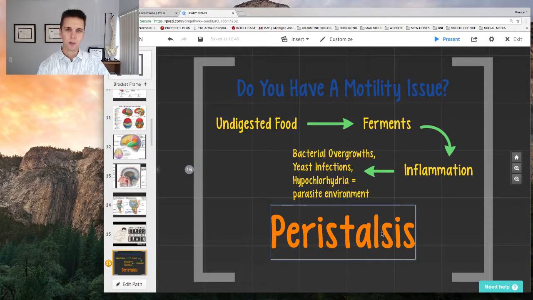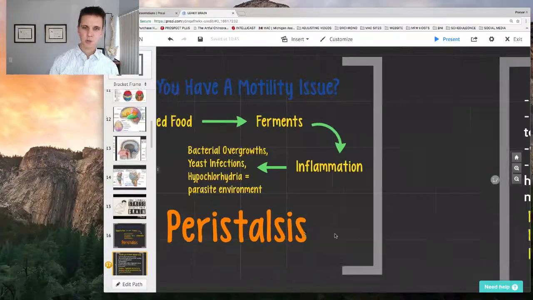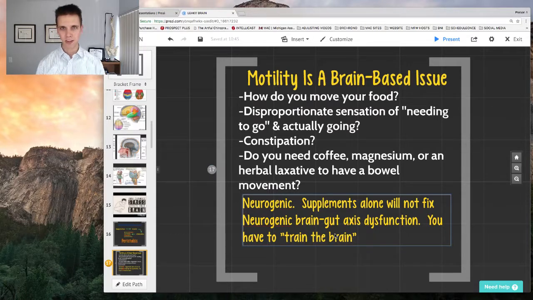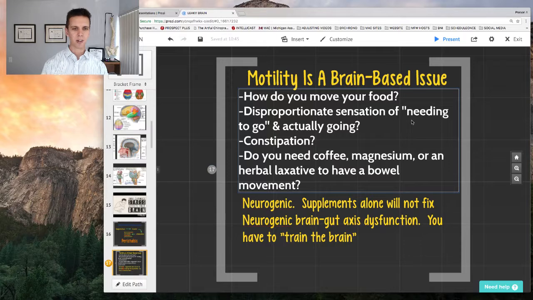Okay, so this fancy word here is peristalsis, and that relates to the flow of food, that systematic contraction of the large intestine as it waves through the gut. Okay, that's peristalsis. So this has to deal with motility. Guess what controls motility? The brain, specifically the vagus nerve. Okay, so motility is a brain-based issue. So how do you move your food? These are some great questions.